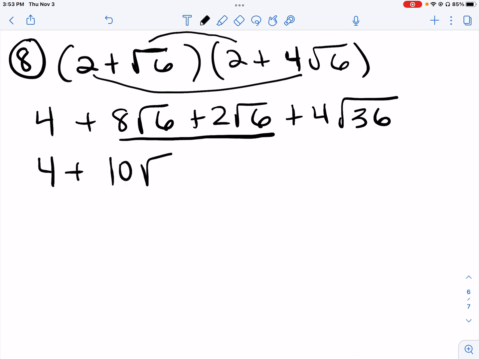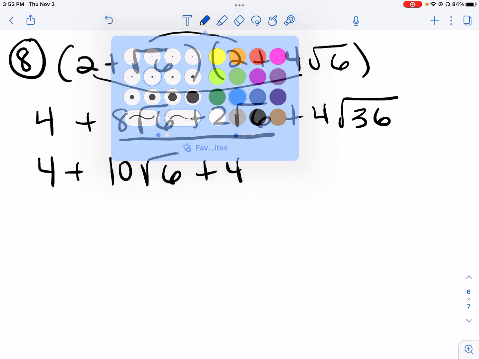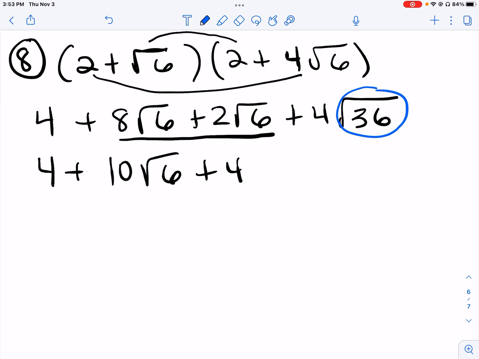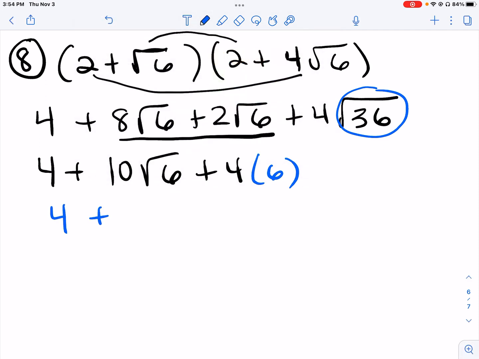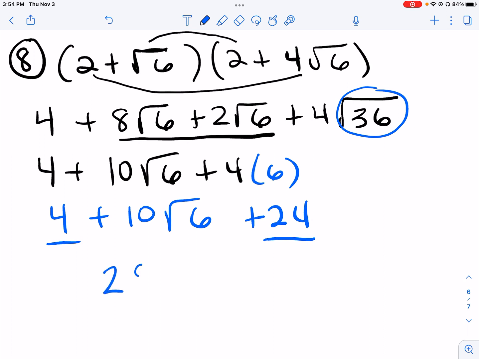Those are like terms. The square root of 36 is 6. Four times 6 is 24. 4 plus 24 gives us 28.